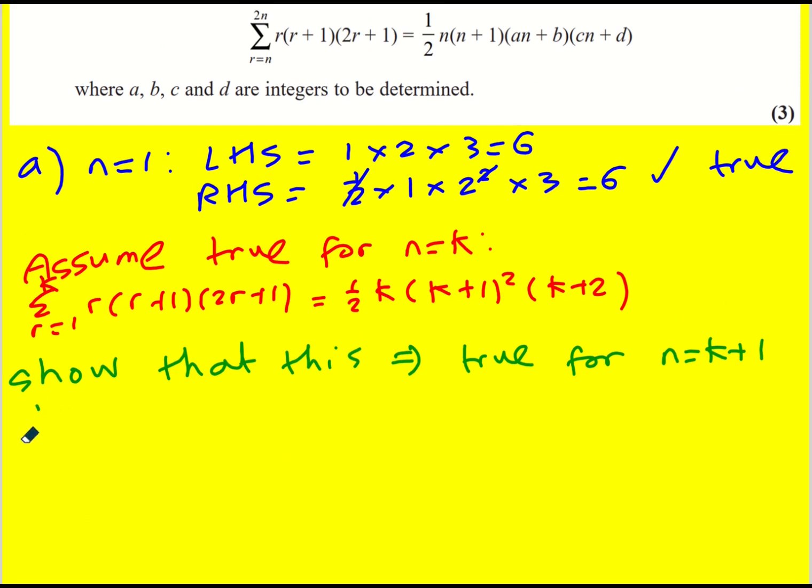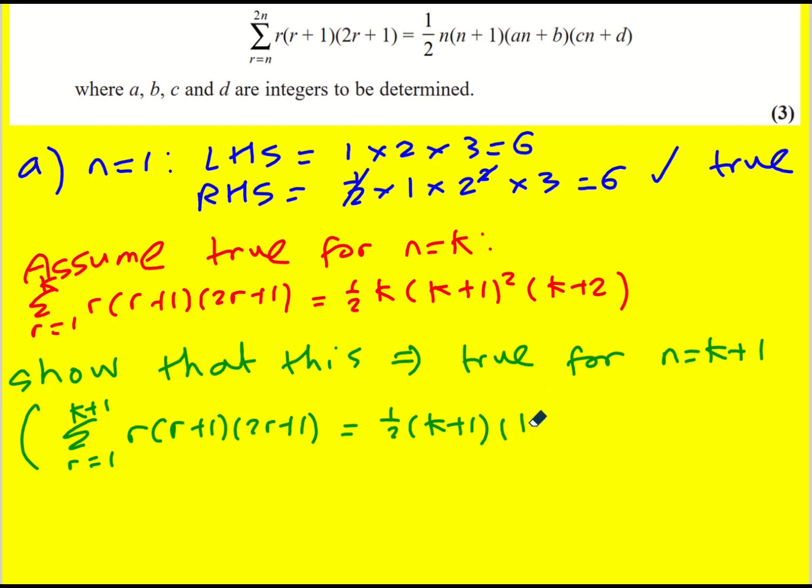So it's good to write this down. This is what we're going to be aiming for, that the sum from r equals 1 to k plus 1 of the same summation is going to be a half k plus 1, k plus 2, k plus 1 plus 1 squared, and then k plus 3. That's what I'm trying to achieve. So let's start with it.